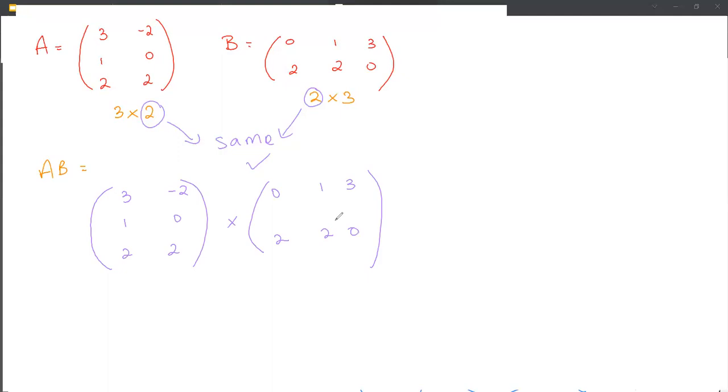Remember, it's always RC, so it's always row by column. So I have to multiply each row by each column. So it's going to be each row by each column.